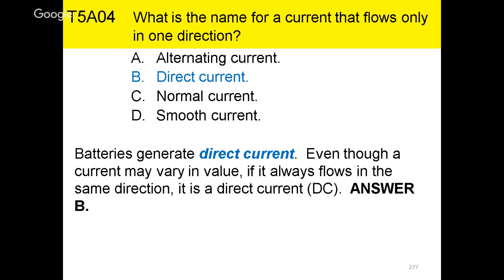So batteries generate direct current, or they supply. I shouldn't say they actually generate. They actually supply direct current. Even though a current may vary in value, if it always flows in the same direction, it is direct current or DC.